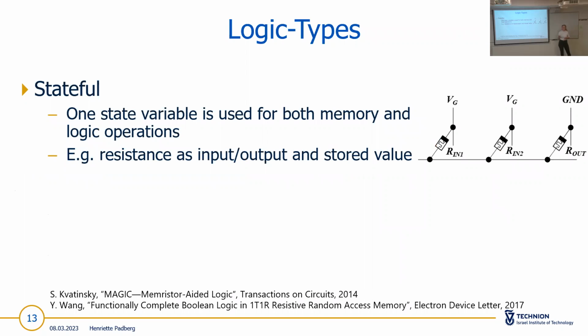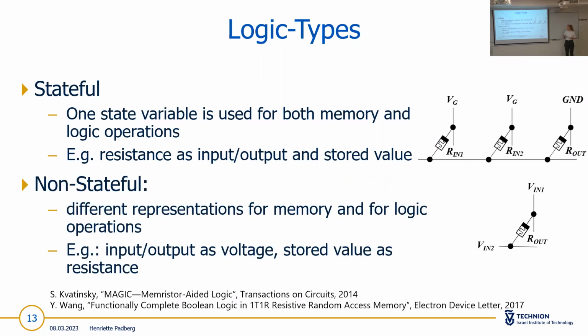So you can differentiate between different logic types. First you have the stateful logic, where one state variable represents the memory and also the logic operation. So you have, for example, the resistance as input and output, and also as the stored value. Here is the example of a MAGIC circuit. The non-stateful logic has different representations of the memory and the logic operation. So you can, for example, have the voltage as input and output, but the stored value as resistance.